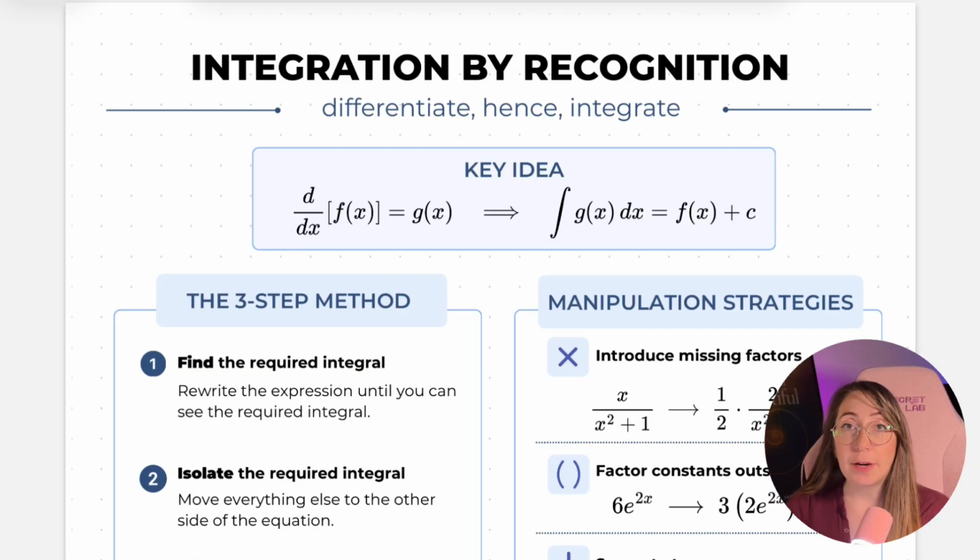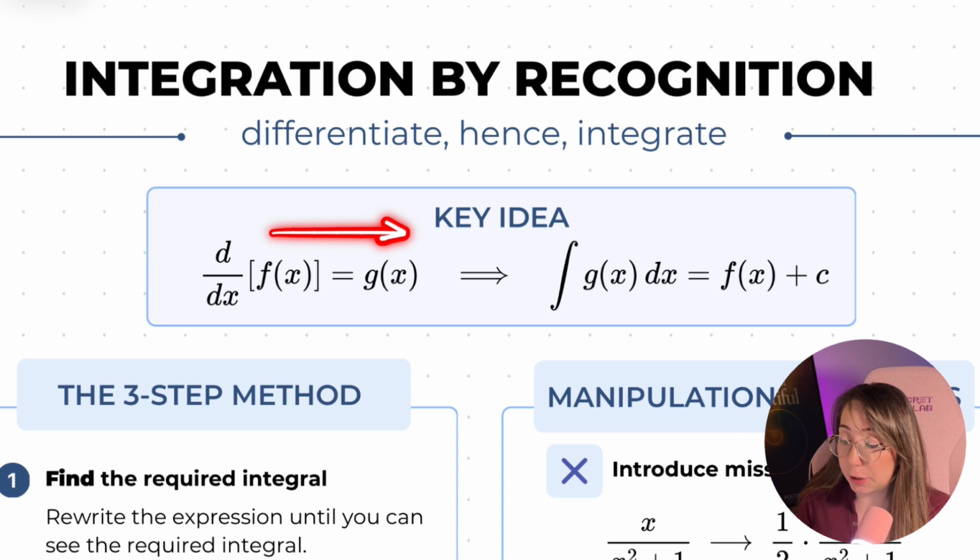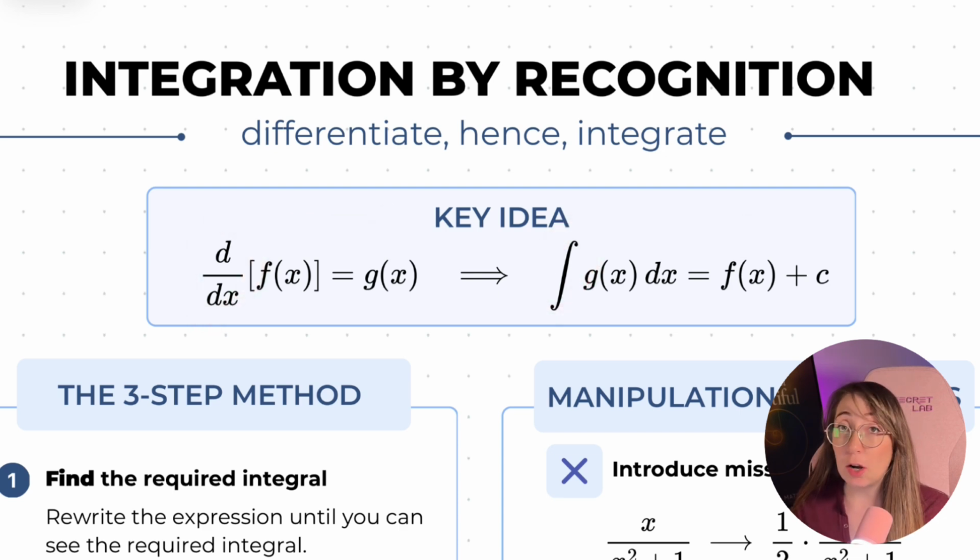Differentiate, hence integrate. That's what the question's going to say, and that's how you know you're going to be using integration by recognition to solve your problem. Here is the key idea. If I differentiate a particular function, if I want to go backwards, all I need to do is integrate. Differentiating and integrating are opposites to each other, so it should be pretty easy to be able to go back and forth between two functions.